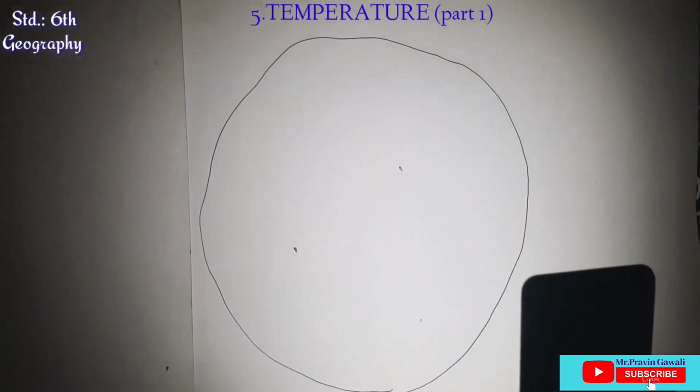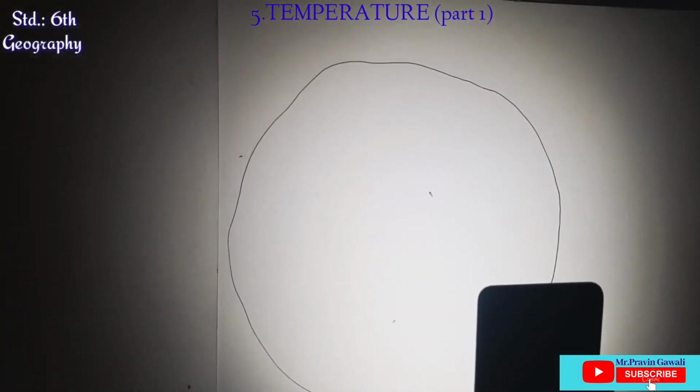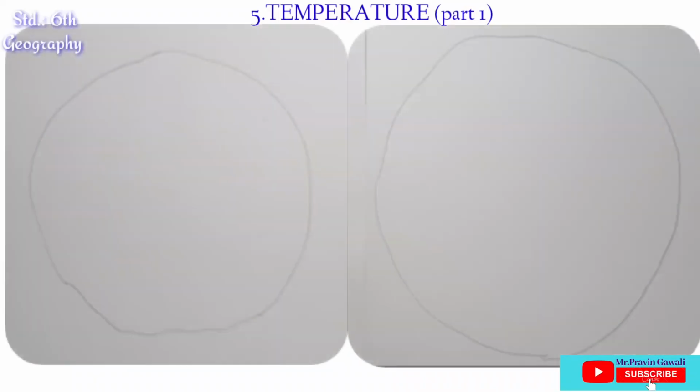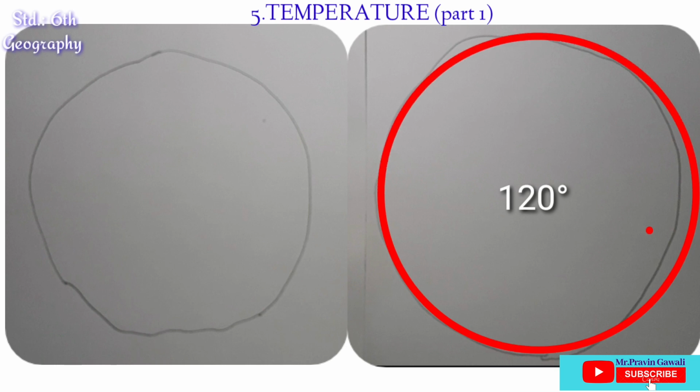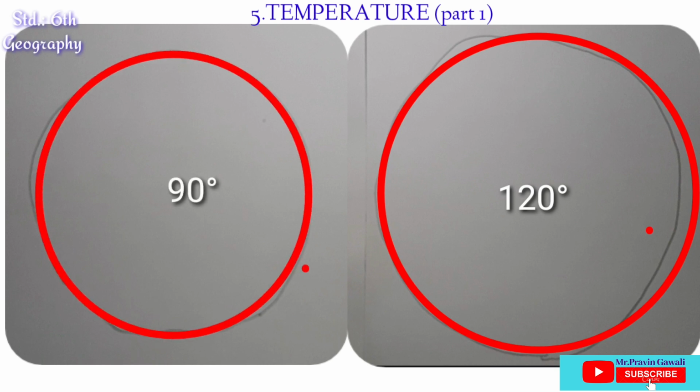Yes students, have you understood this much? Now we will compare both the circles. See students, this circle which we have drawn on the 120 degree cardboard, and now we will see this much. This is the smaller one. This circle we have drawn on the 90 degree cardboard, and this one is on 120 degree. Which one is the bigger? So the circle which is drawn on the 120 degree cardboard occupied a larger area than the 90 degree cardboard.